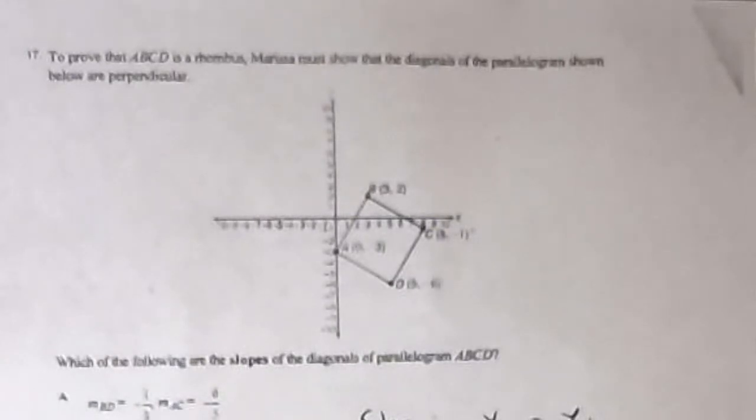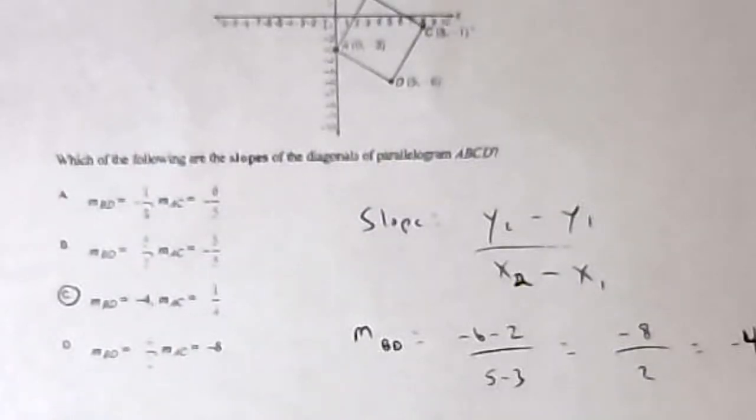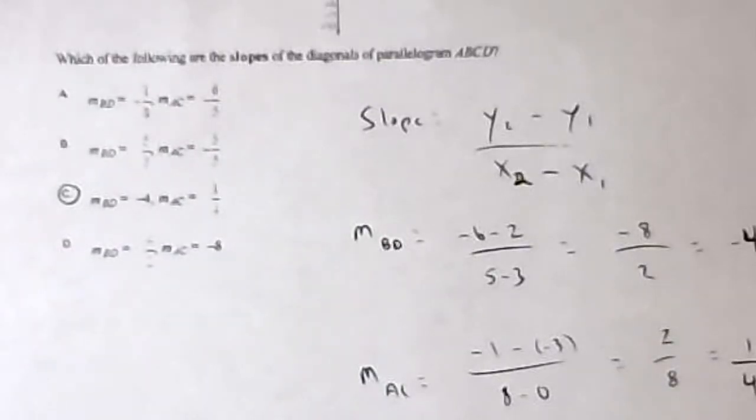This, you're finding the slope of the diagonals. But if you look at my answer choices, only C has the answers as opposite reciprocals: -4 and 1/4.